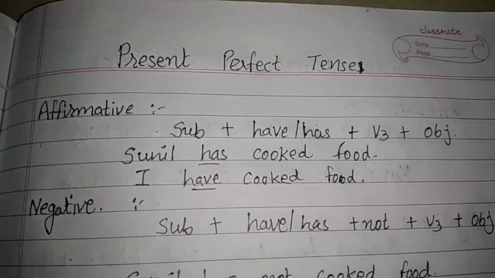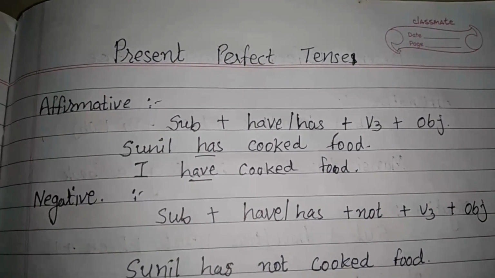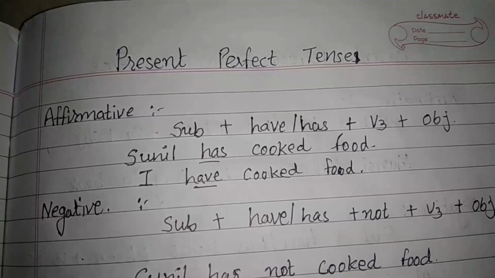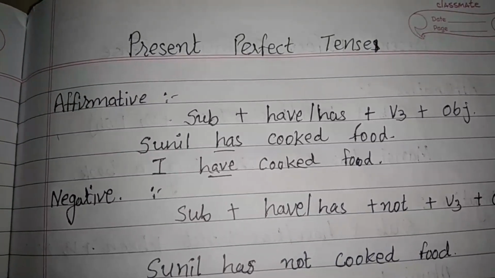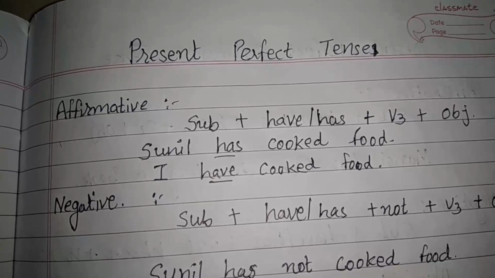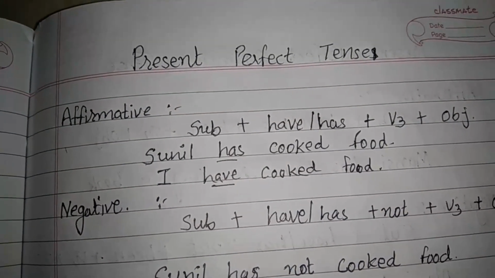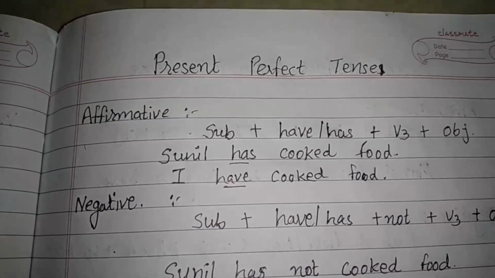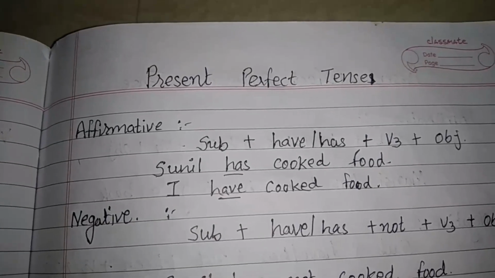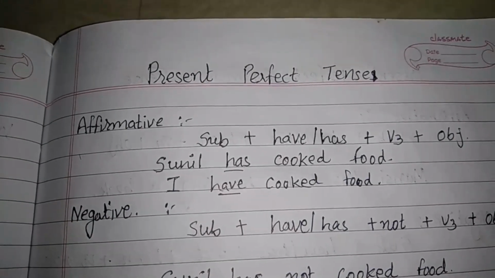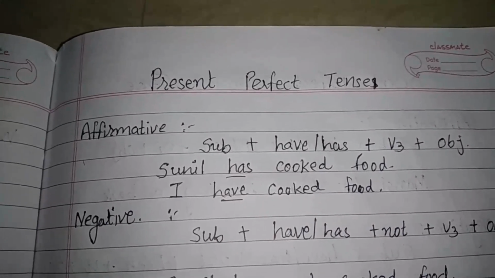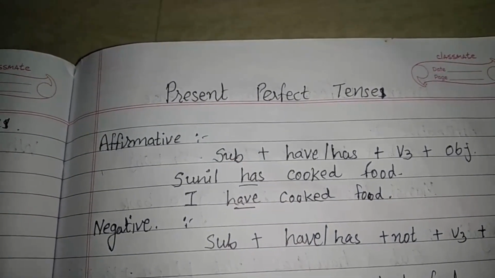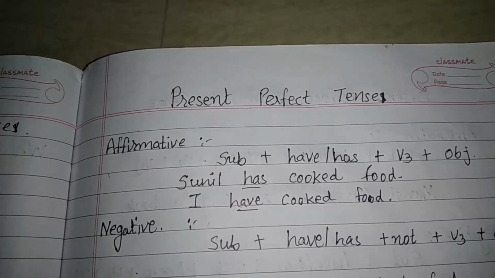Affirmative, the format is subject plus have or has plus V3 plus object. V3 means past participle. Example is Sunil has cooked food. Has I have used here. The reason is Sunil is the third person singular. Here also you have to remember, if the subject is third person singular, we have to use not have but has. The another example is I have cooked food. Here I have not used has because I is not the third person singular.